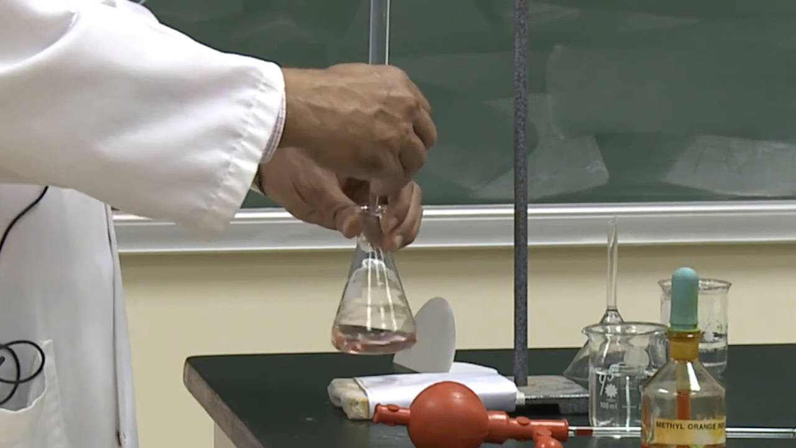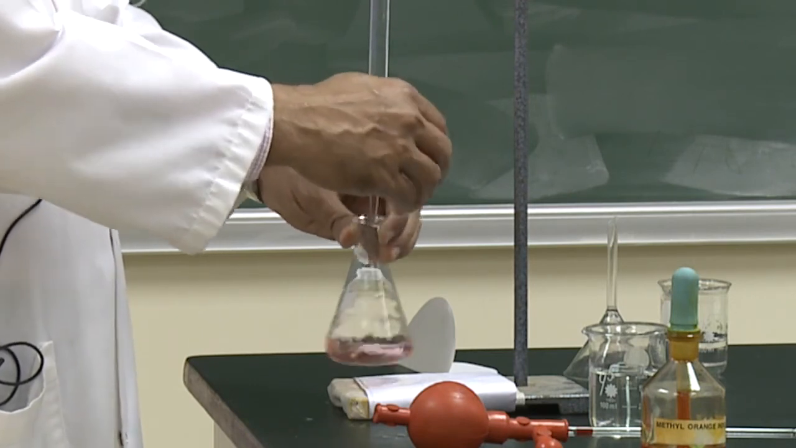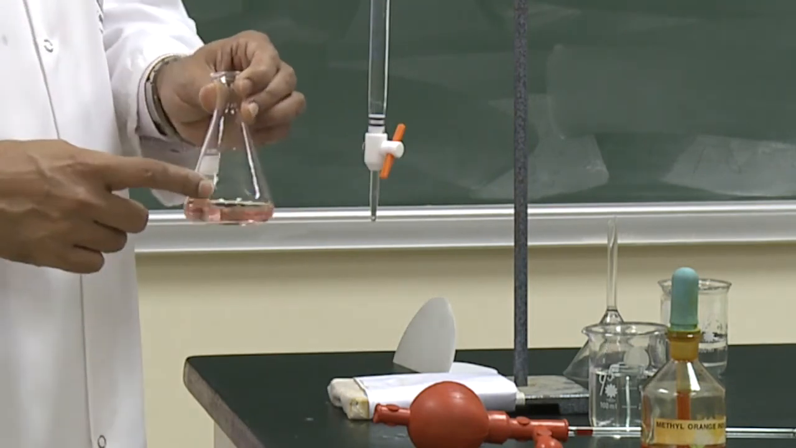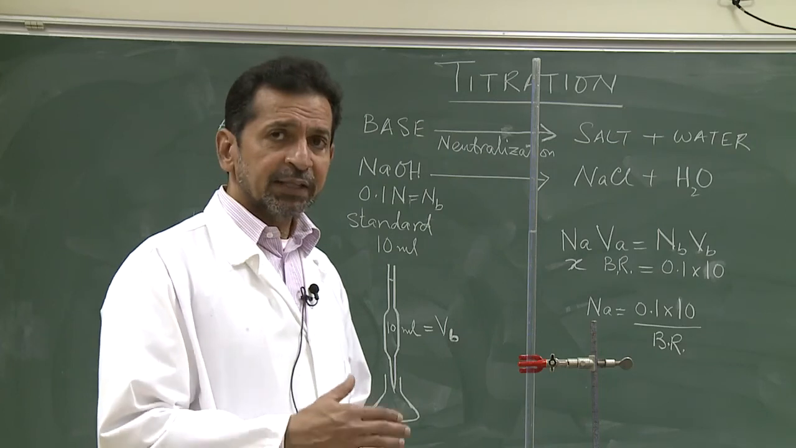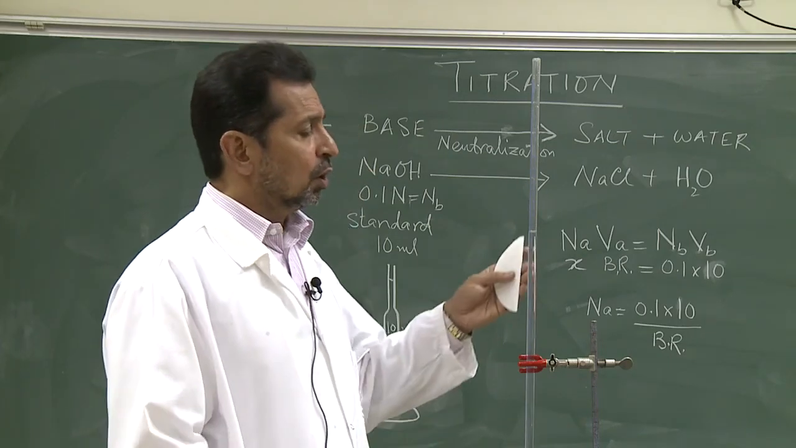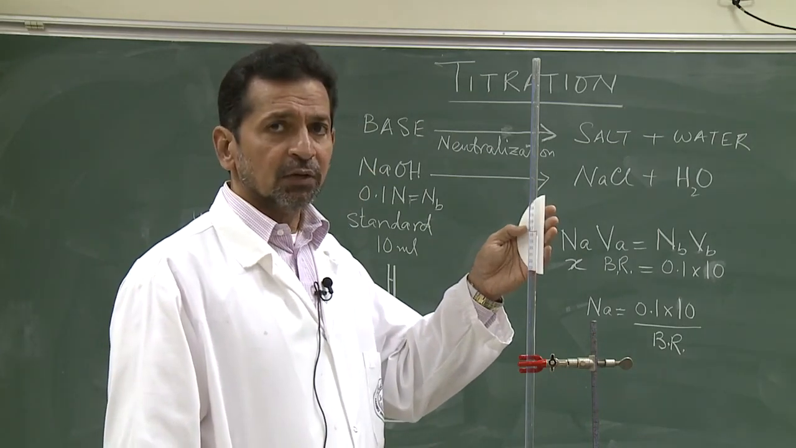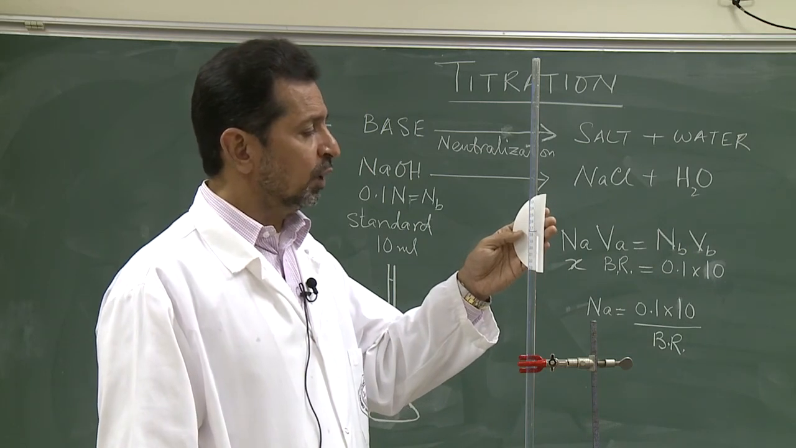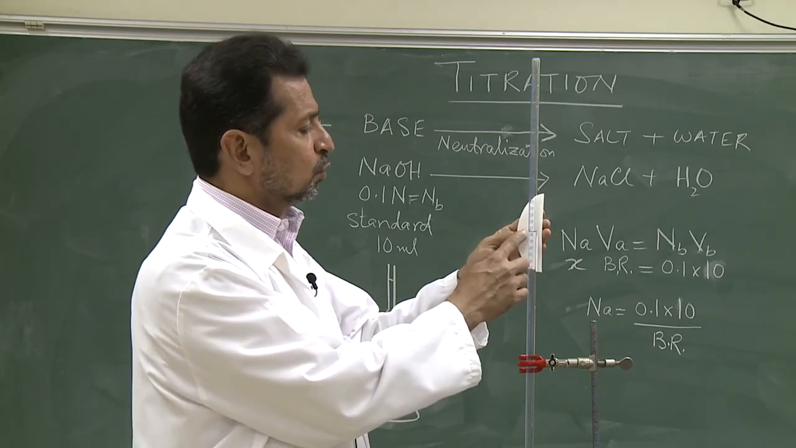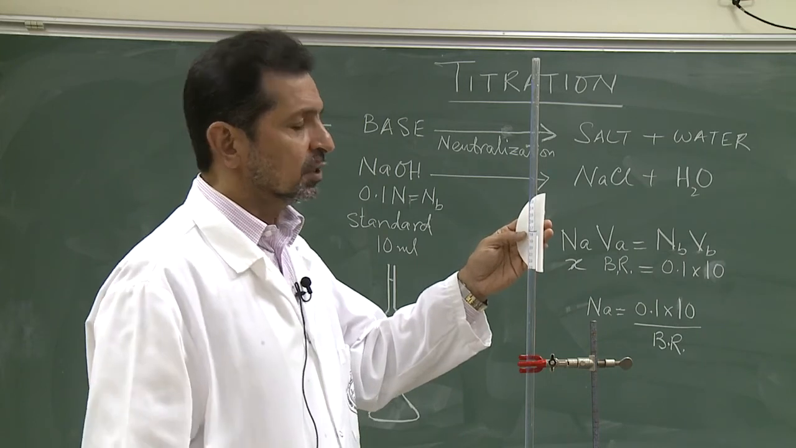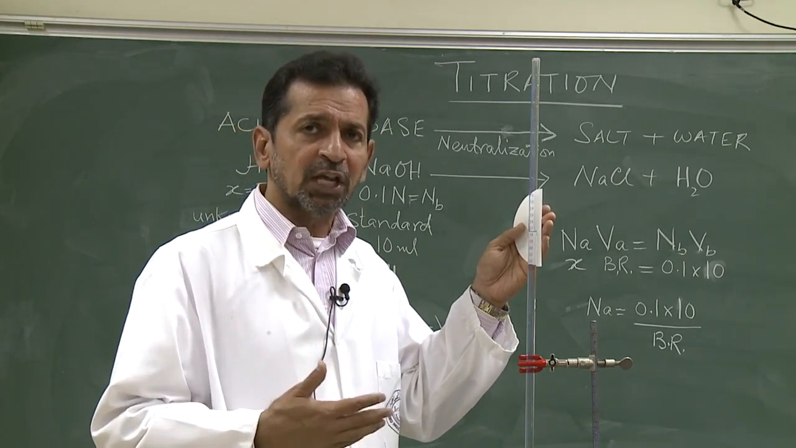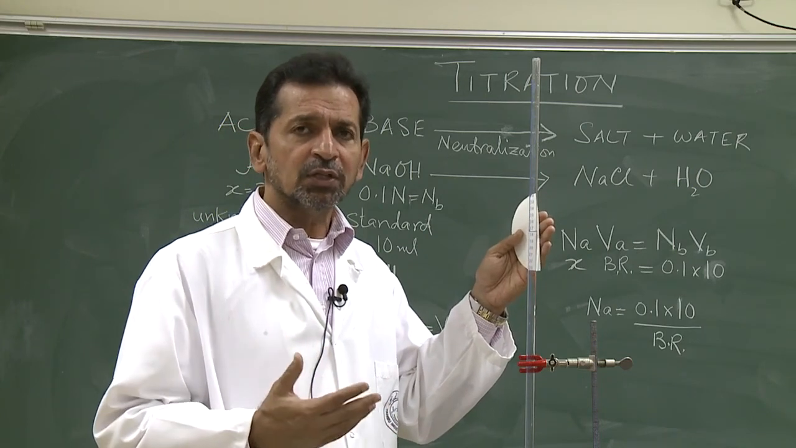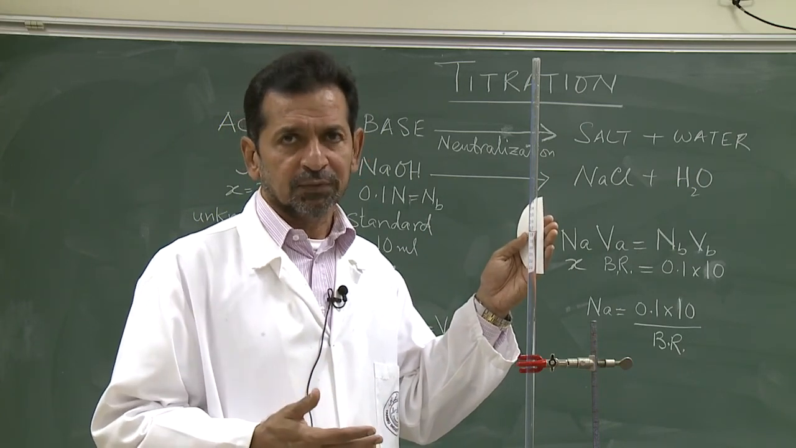This is the pink color, we have got it. Now this pink color is the end point, and we can take the reading from the burette the same way. After getting the end point as a pink color, we can take the reading from the burette by keeping a small white paper on the back of the burette. This is the final reading, and this way we can repeat the experiment 3 times and then take the average and perform our calculations.